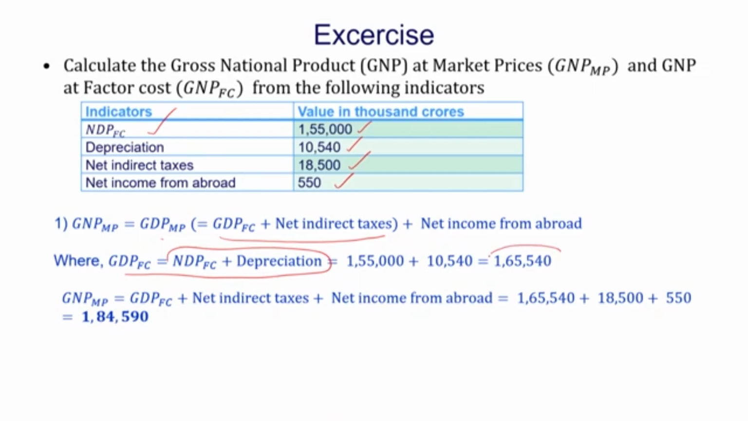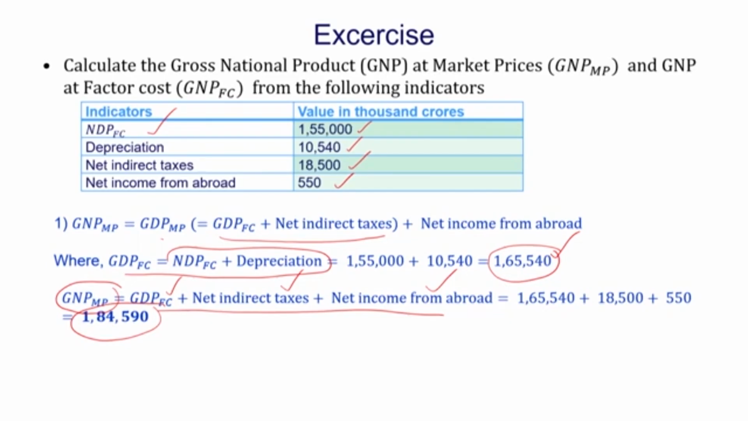Then you are going to get GDP at factor cost as this figure. Then in order to calculate GNP at market price, remember this formula: adding GDP at factor cost, net indirect tax, plus net income from abroad, you are going to get this value, 1,84,590. That is the GNP at market price.